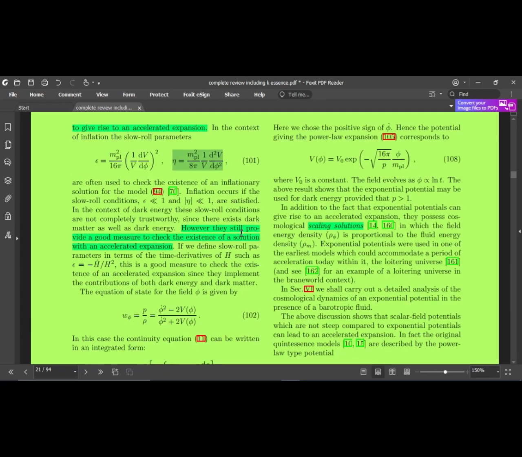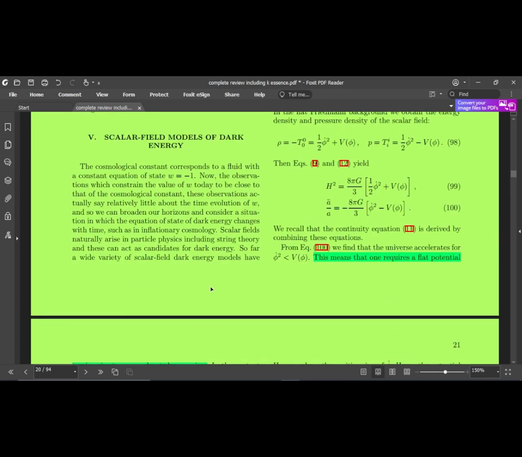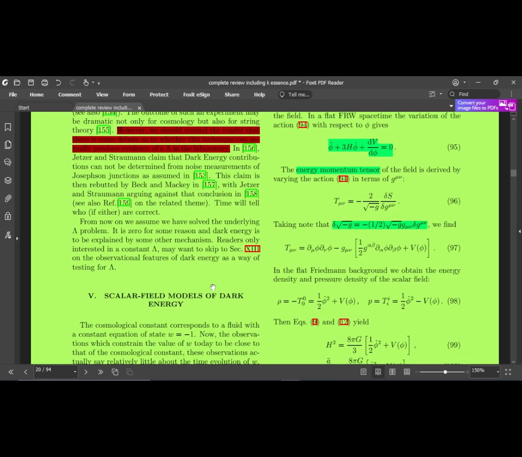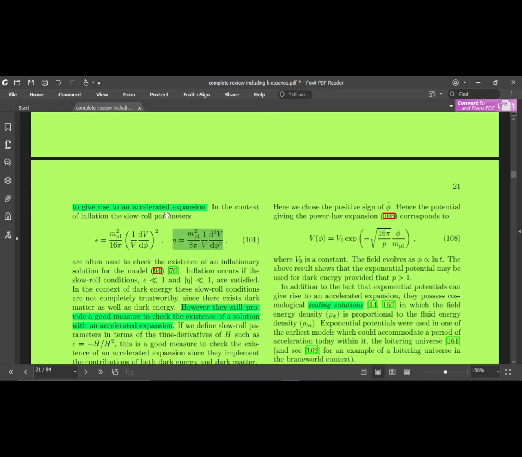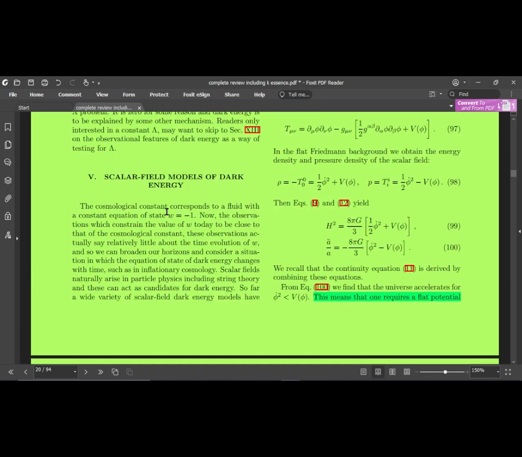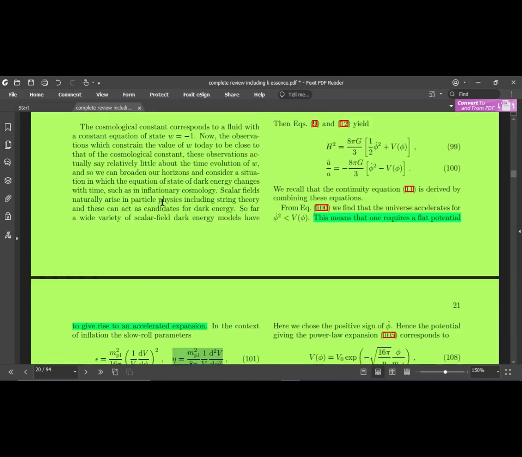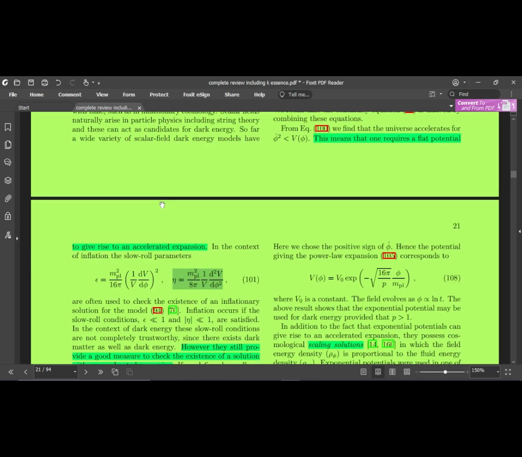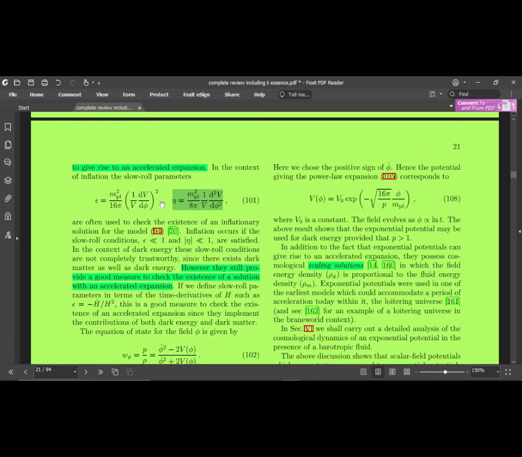However, they still provide a good measure to check the existence of a solution with an accelerating expansion. So why have we done it? Because we have a concrete theory of inflation, so we first want to try to understand this field in the context of inflation, so that we don't need to think numerically and so on. Theoretical physics relies more on wit, on how you think of something. So from a different concept, we have tried to understand our field, and how this will play out.